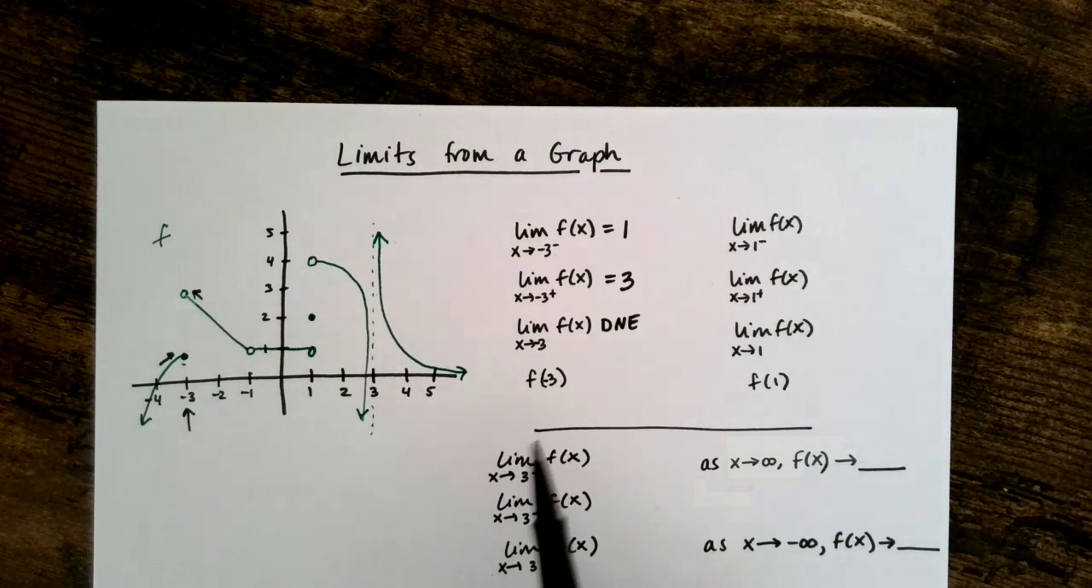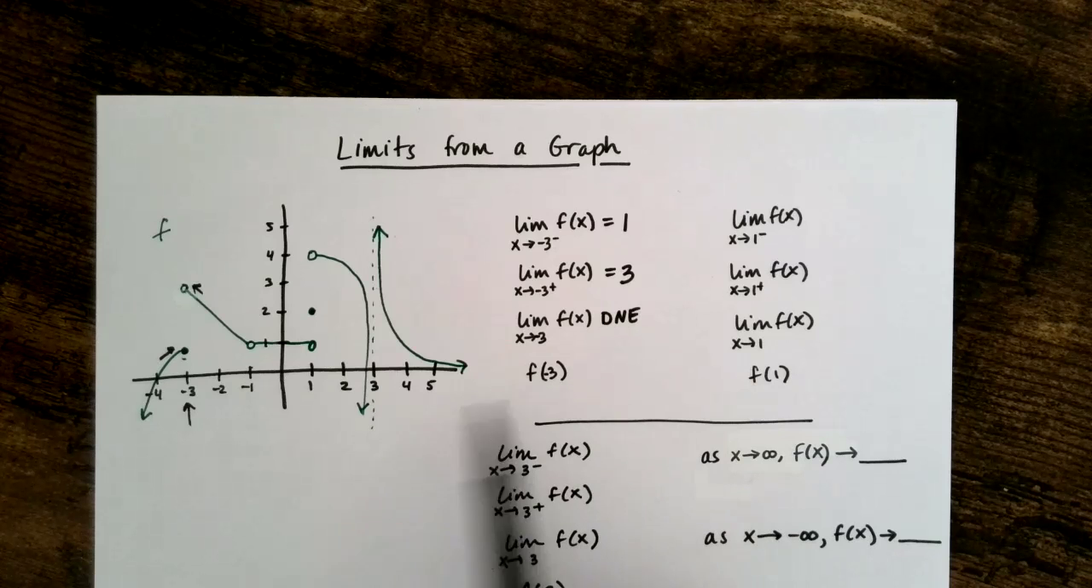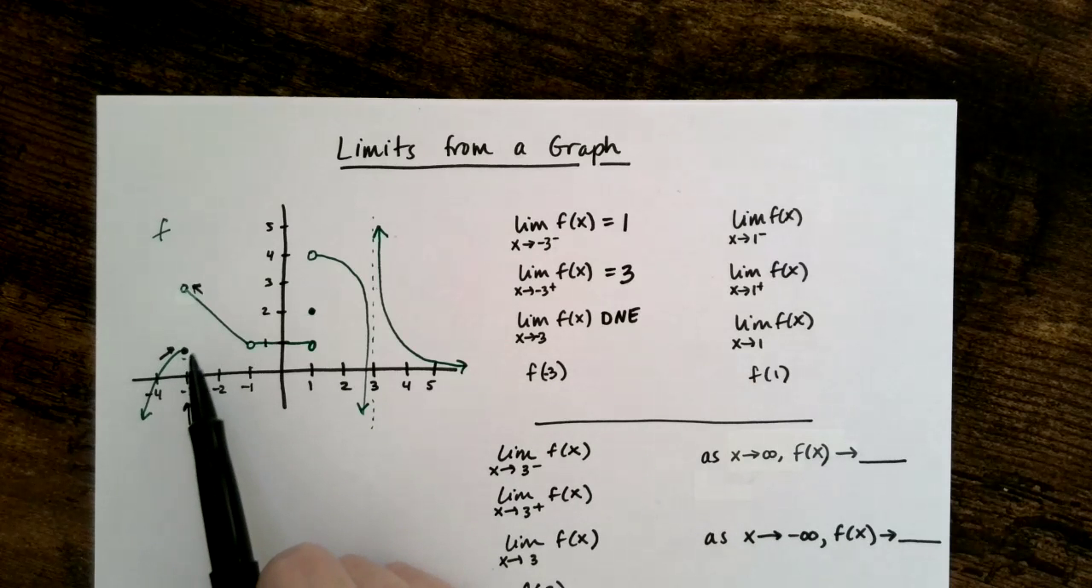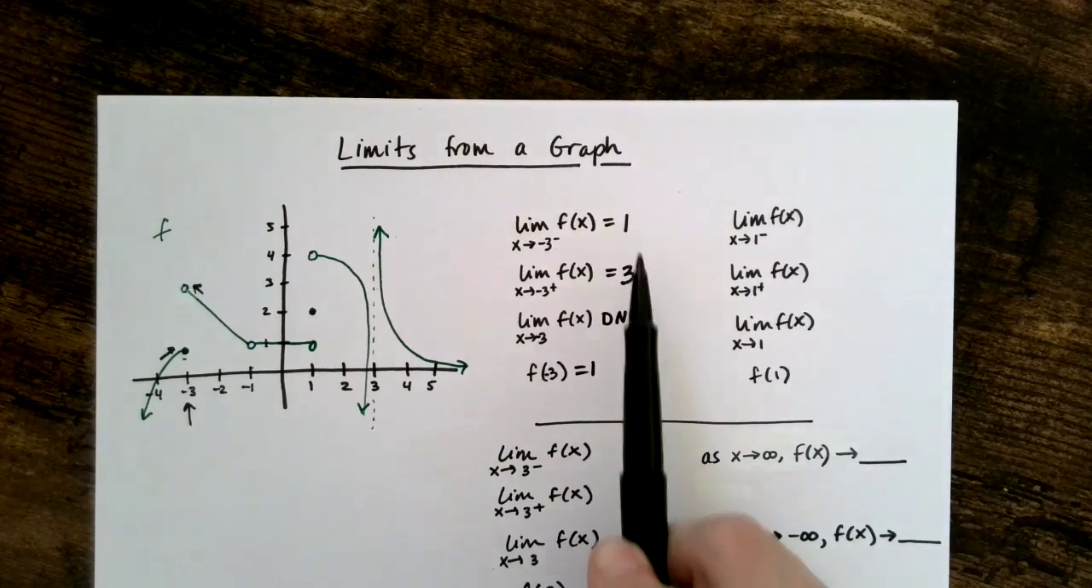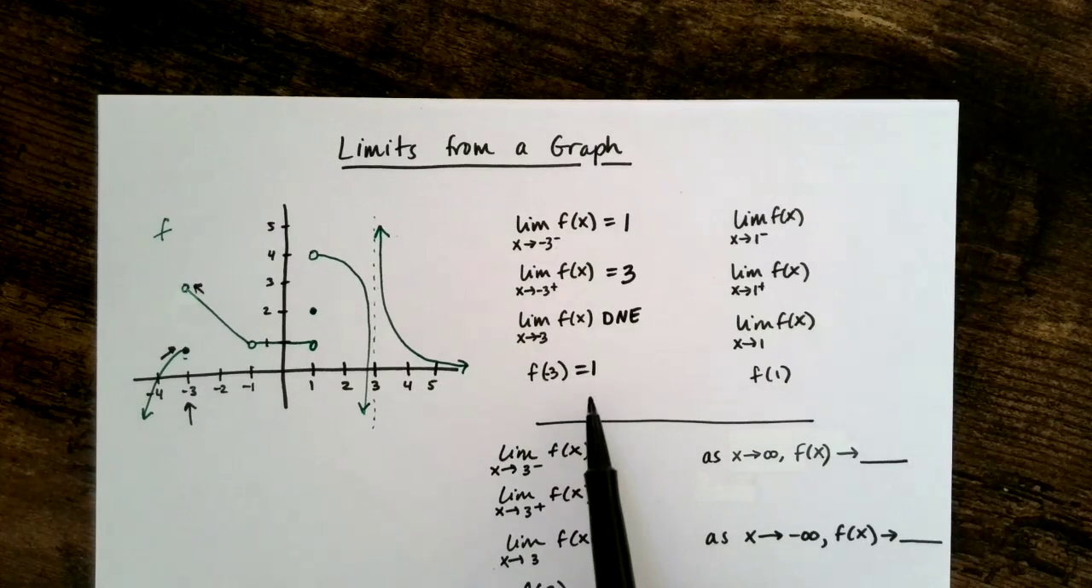And all of this could be completely different from what f of -3 actually is. So in this picture, we find the actual solid dot at x equals -3, and it's at height 1. So this equals 1, even though not all the stuff above it was that number.